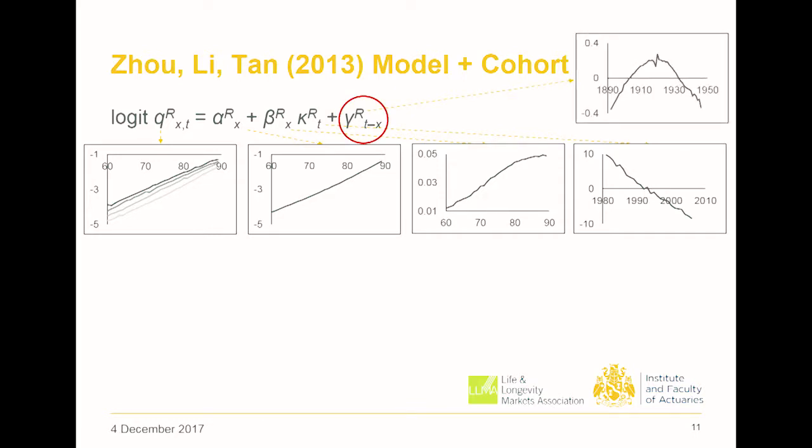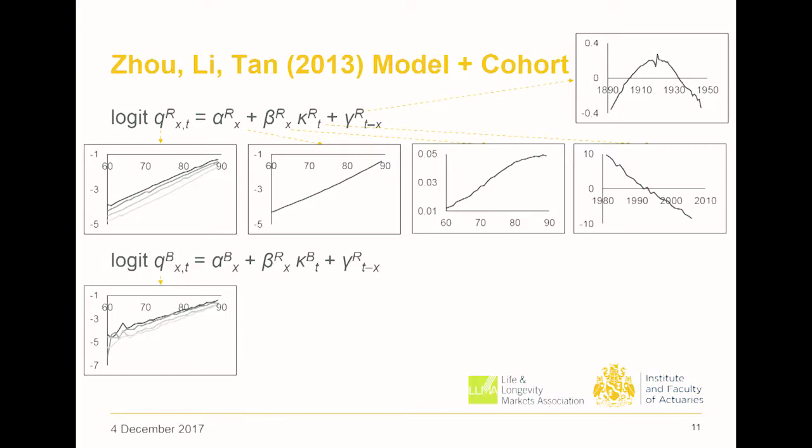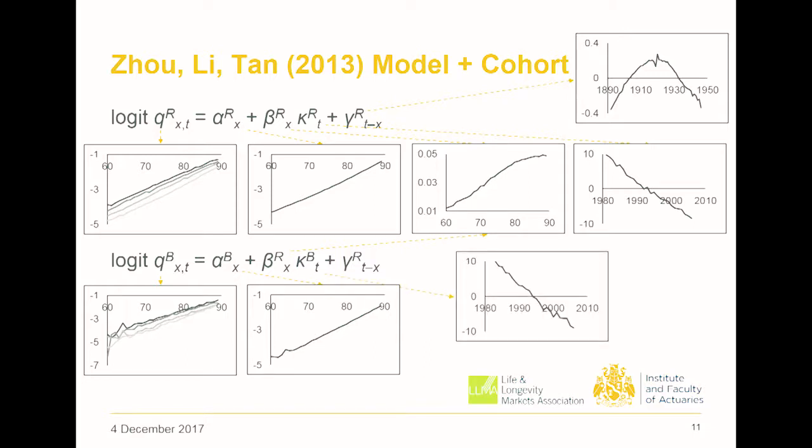In the second component, the logit book rate itself, not the difference between the logit book rate and the logit reference rate, follows a Lee-Carter structure: alpha X, the same beta X, and kappa T. Then, the difference between the two kappas is modeled by an AR(1) process. And lastly, the gamma. Effectively, the CAE plus cohort model is a slight mutation of this Zhou, Li, and Tan model.